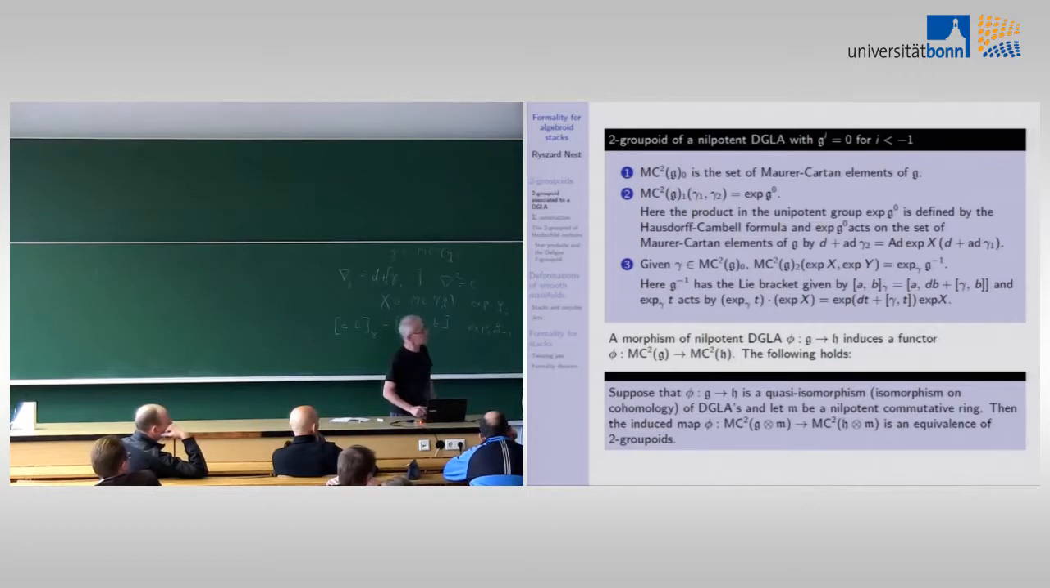So on the slide, what I did was slightly different, well, the same thing. I just made sure that I have something nilpotent. If I start with any DGLA, it's not nilpotent, but if I tensor it with some nilpotent ring, it becomes a nilpotent DGLA. So I can construct these exponential groups.